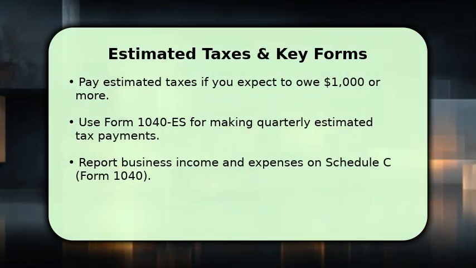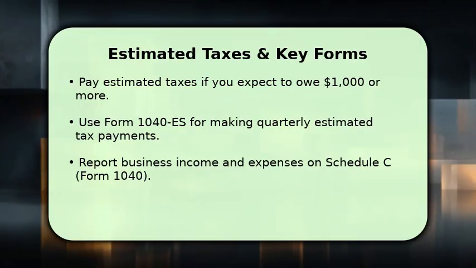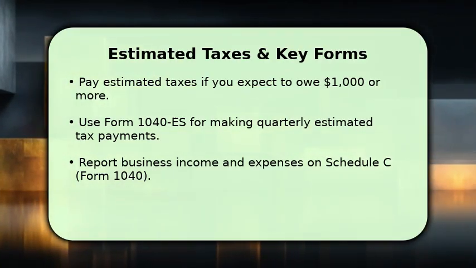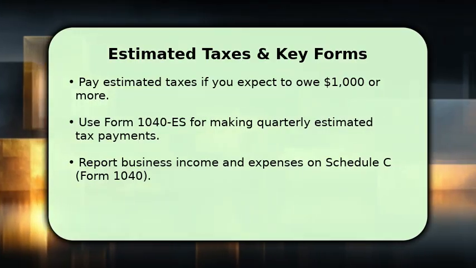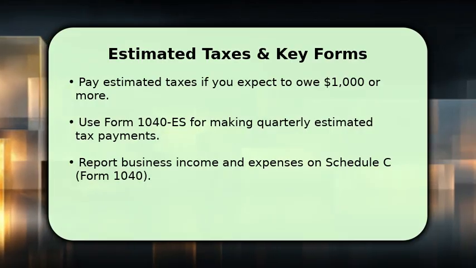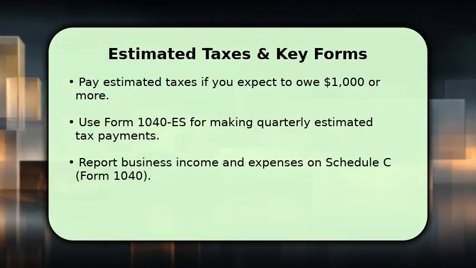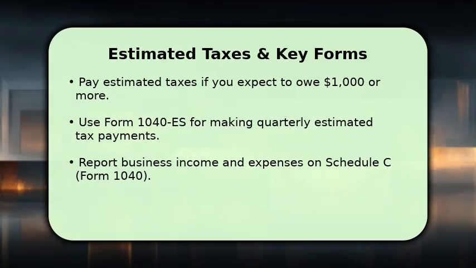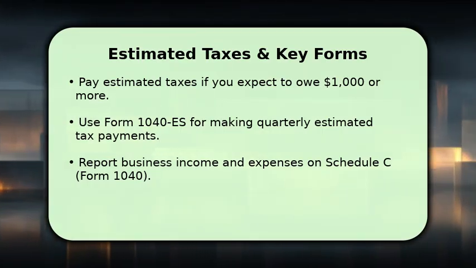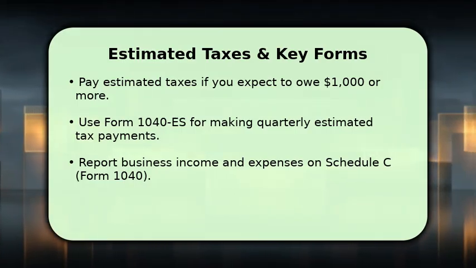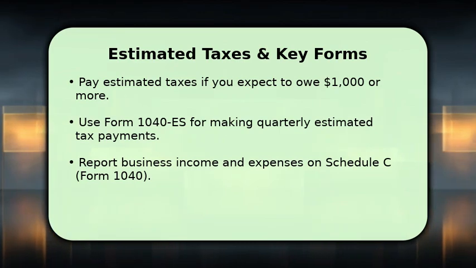As a self-employed individual, you generally need to pay estimated taxes quarterly if you expect to owe at least $1,000. Use Form 1040-ES to calculate and make these payments, covering both income and self-employment taxes. When filing your annual return, you'll report your business's profit or loss on Schedule C. Then, use Schedule SE to calculate your self-employment tax, which covers Social Security and Medicare contributions.